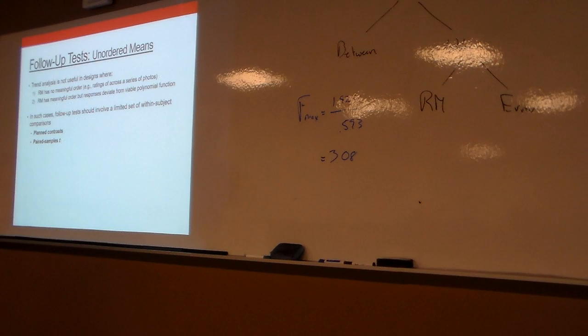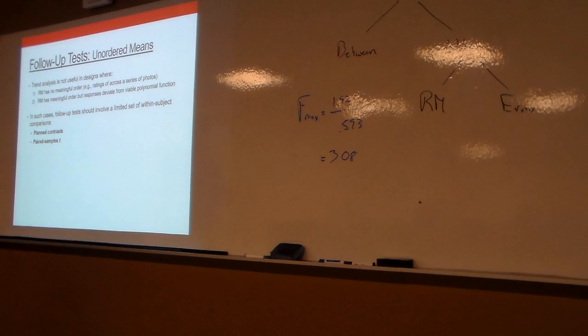All right. If I have unordered means, this is going to limit our trend analysis. If our repeated measure doesn't have any meaningful order, like our vignette study, you can't really run a trend analysis, because the trend analysis is dependent on some sort of meaningful sequence of events, and that's not there, it's just counterbalanced. So SPSS is going to give me a trend analysis, but I shouldn't interpret it because there's nothing to interpret there.